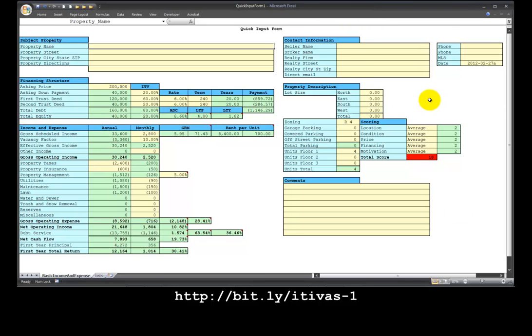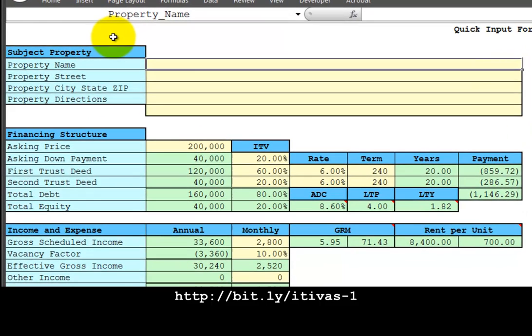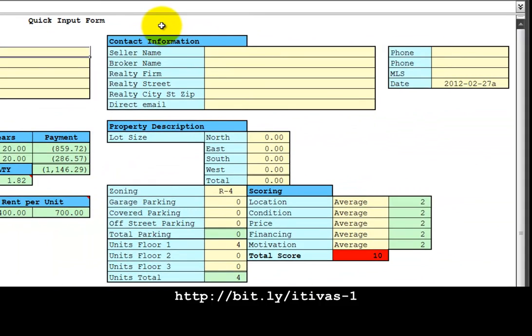Now I put together a very quick spreadsheet that I call the Quick Input Form. And this is a spreadsheet that mirrors what I was describing in the Blast from the Past video, showing that we have the subject property in the upper left corner, the contact information in the upper right corner.